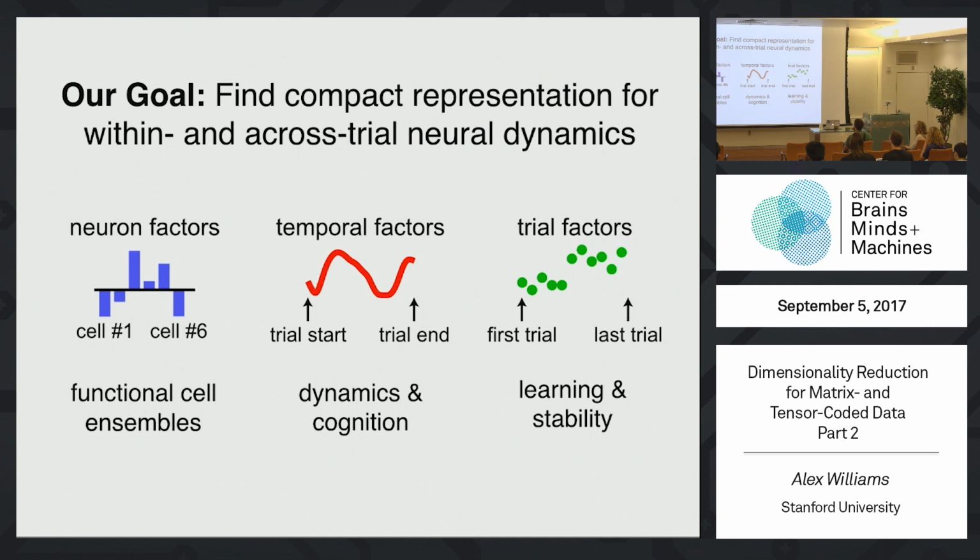And again, the high-level motivation here is that each one of these low-dimensional factors, which our method is going to extract, maps onto different questions that neuroscientists really care about. So the neuron factors give you a sense of what are the cells that fire together and form functional ensembles. The temporal factors tell you how those ensembles are working on every single trial, and actually performing or underlying the behavior that the animal is performing. And then the trial factors tell you how stable those dynamics are over many trials, and whether they're changing to promote learning or homeostasis or some other long-term physiological process.